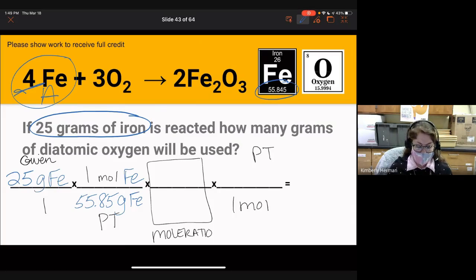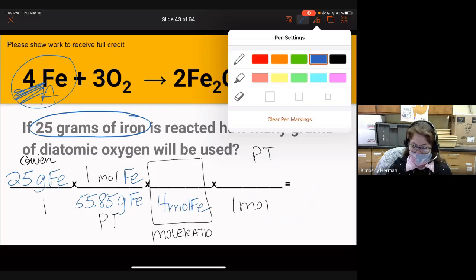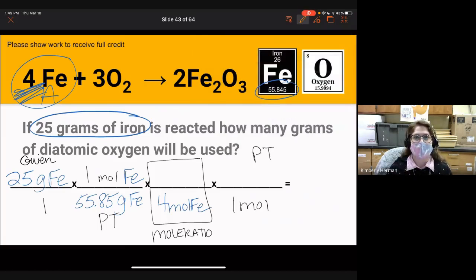So now we're at the mole ratio point. We're going to look up and see the coefficient, which is 4. So we're going to write 4 mole of Fe there. And then we're going to transition. So our third step is always a transition between what we do know, Fe, and what we don't know, diatomic oxygen. So we find my diatomic oxygen, and its coefficient is 3.